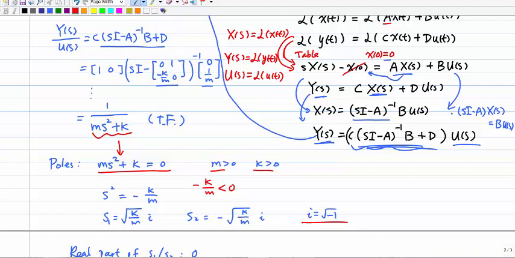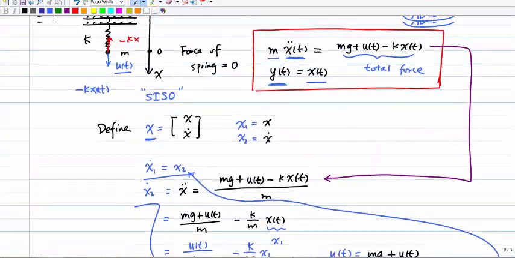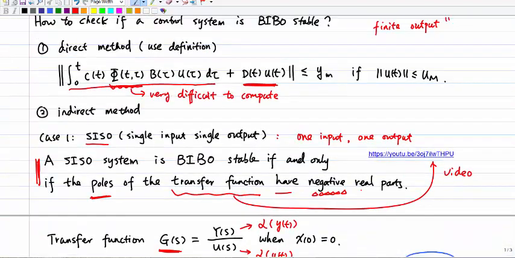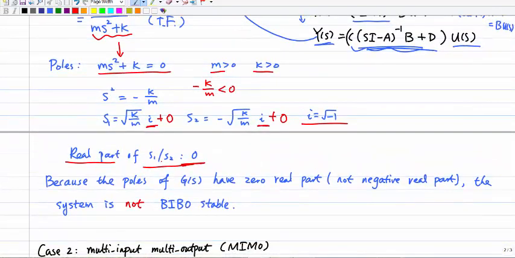So we just have to check the real part. This is the imaginary part, and as you can see, the real part is plus 0, because this is the real part. The real part of S1 and S2 is 0. They're not negative, because the condition says the poles must have negative real parts. Since the poles have 0 real parts, which is not negative, the system is not BIBO stable.